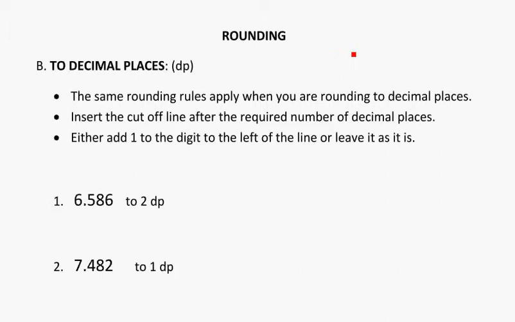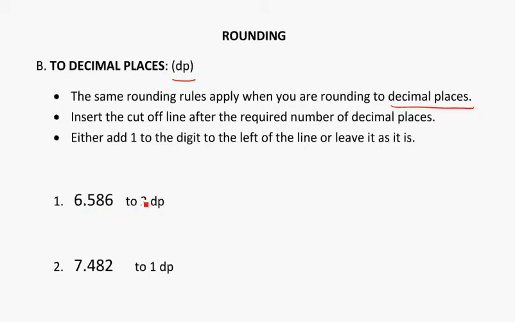In the last lesson we learned how to round to significant figures. Now this time we're going to round to decimal places, and notice that decimal places, you'll see it shortened to DP. The same rules apply when you are rounding to decimal places. You insert the cutoff line after the required number of decimal places, and either add 1 to the digit to the left of the line or leave it as it is. They are your only two options. So let's try these examples.